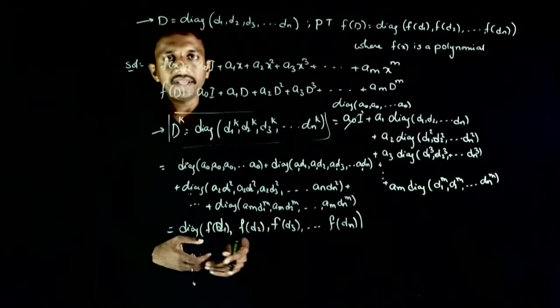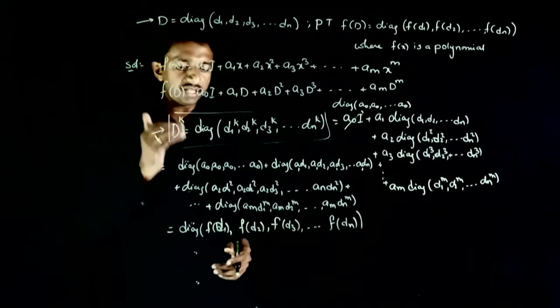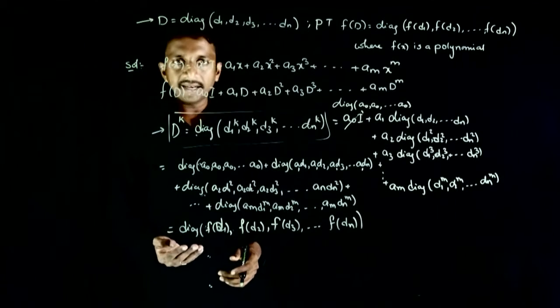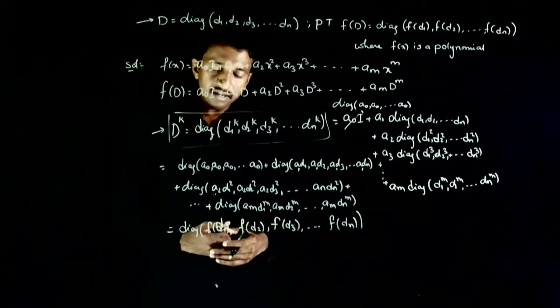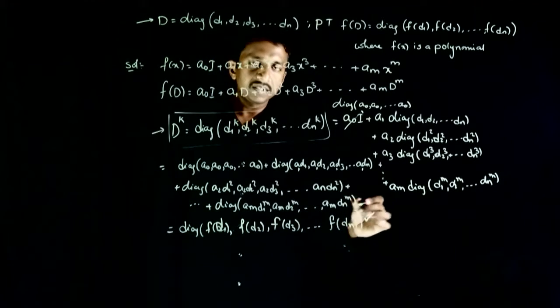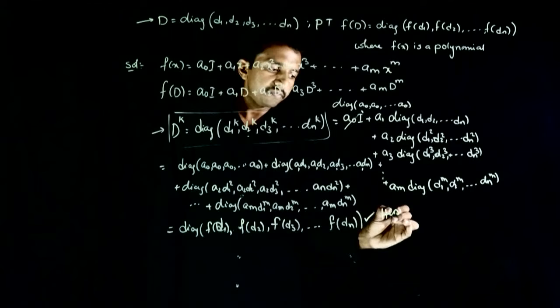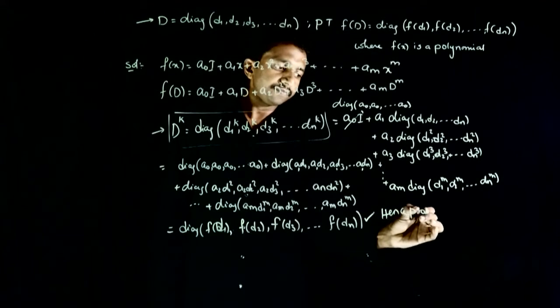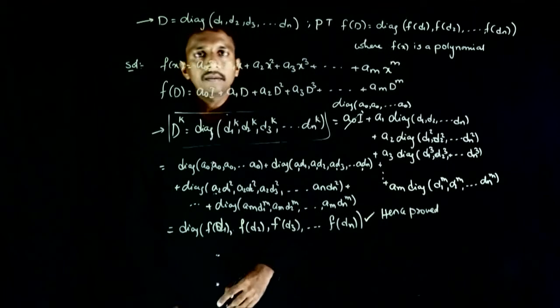This is what is being asked to prove. So f of d is equal to a diagonal matrix whose elements are f of d1, f of d2, so on up to f of dn. Hence, proved. Thank you.